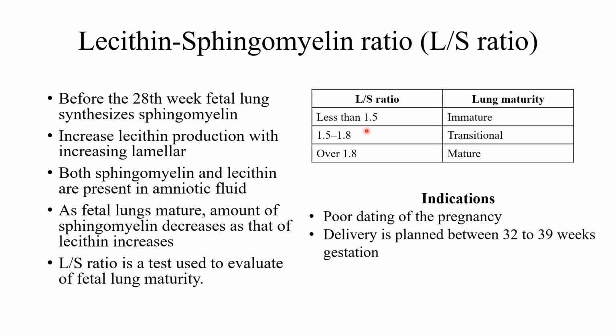As you expect, the younger the child, the higher the sphingomyelin. As the child matures, the sphingomyelin amounts reduce and the lecithin increases. So we really want that ratio to be over 1.8, where we have more lecithin, which indicates maturity of the fetal lung. These days, this test is not commonly done because of the risk associated with amniocentesis. However, it could be indicated because of poor dating of the pregnancy. We don't know when delivery is planned between 32 to 39 weeks, and we don't know whether the lungs are mature.